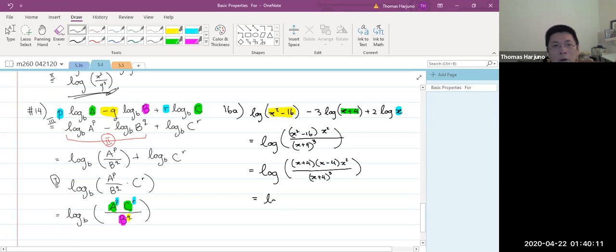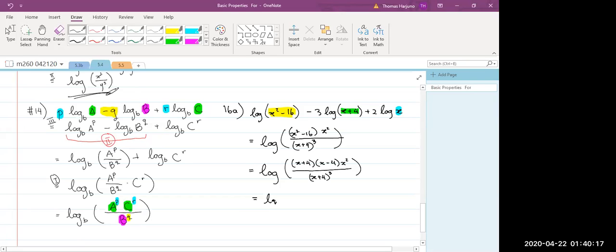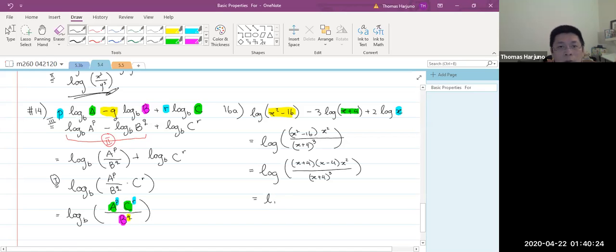That will be log. One of the x plus 4 cancel, so I get x squared, x minus 4 over x plus 4 squared. Is it okay? Now that's for 16a.